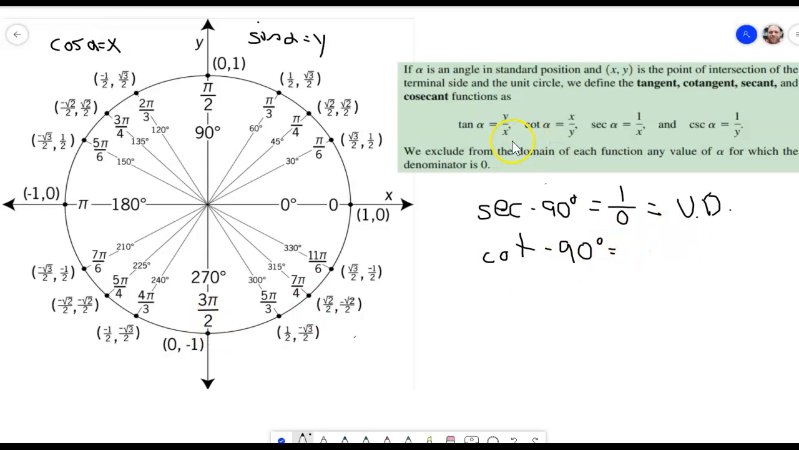So cotangent is x over y. So that's going to be 0 over negative 1. And I can have a 0 in the numerator. So that's just equal to 0. So that would be my answer for that one. So undefined for the secant of negative 90, but for the cotangent of negative 90, my actual answer is 0. So undefined and 0.